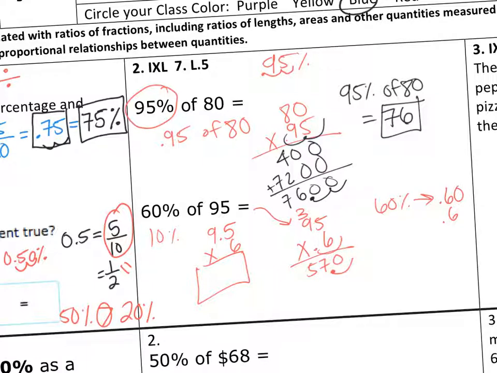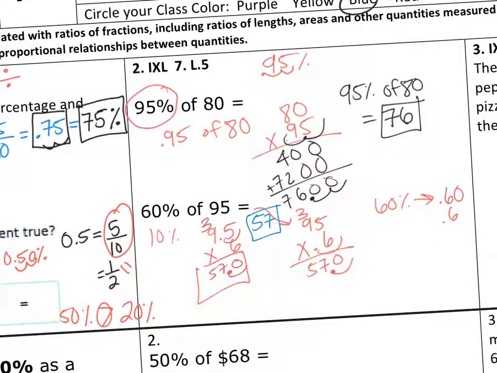Now let's try it the other way that I taught you during mental math. 5 times 6 is 30. 9 times 6 is 54, plus 3 is 57. I went one decimal place. Lo and behold, I get the same answer, 57. So 60% of 95 is 57.